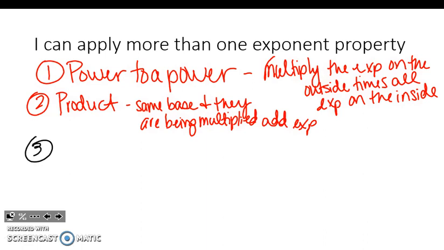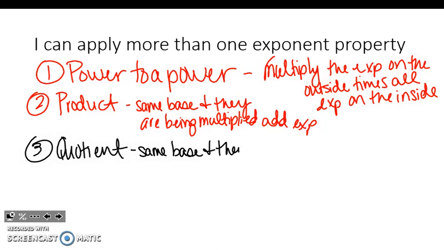The third one then, and you can pause this at any time if you need to, is the quotient rule. That's if they have the same base and they are being divided. Then we subtract.